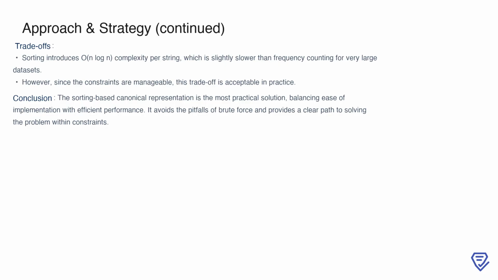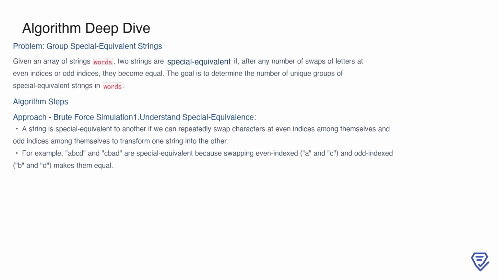The problem involves grouping strings that are considered special equivalent. Two strings are special equivalent if, by repeatedly swapping characters at even indices or odd indices, we can make them identical. For example, given the strings ABCD and CBAD, they are special equivalent because swapping the even-indexed characters A and C and the odd-indexed characters B and D transforms one into the other. The task here is to determine how many unique groups of special equivalent strings can be formed from a given list of words.